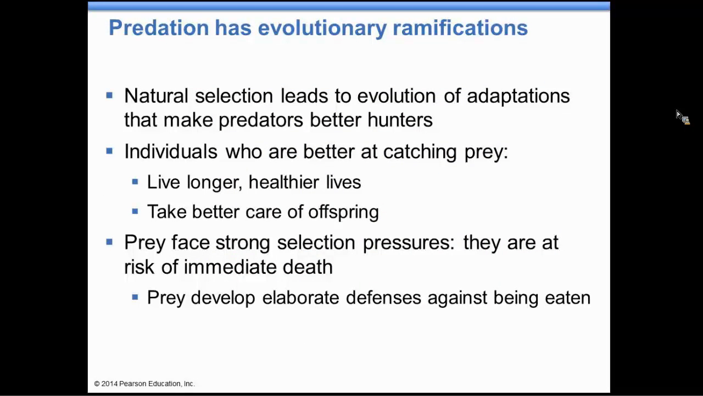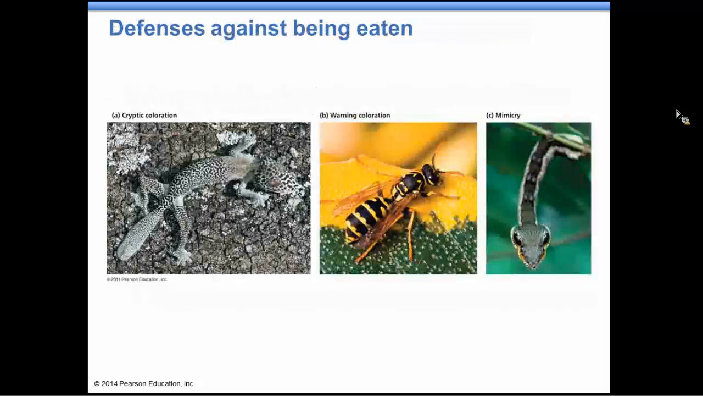Because of predation, natural selection plays a part here, and it leads to evolutionary adaptations that make predators better hunters or prey better at not being hunted. Individuals better at catching prey will usually live longer lives and thus reproduce better and be able to better take care of offspring. And then, as I was saying, prey face strong selection pressures also. So prey will develop elaborate defenses against being eaten.